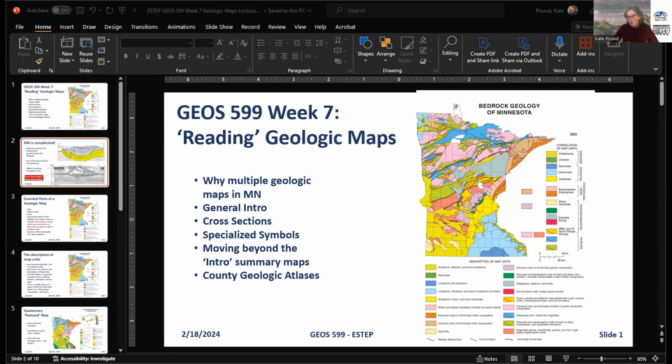And that will include thinking about vertical slices through Earth, which geologists call cross sections. We'll look very briefly at some of the specialized symbols on geologic maps. And then we'll move beyond some of the intro summary maps. And I'm going to wrap up by sharing some information on the various Minnesota geological maps that are available. So with that, let's dive in.